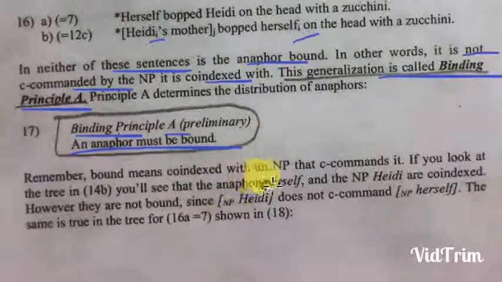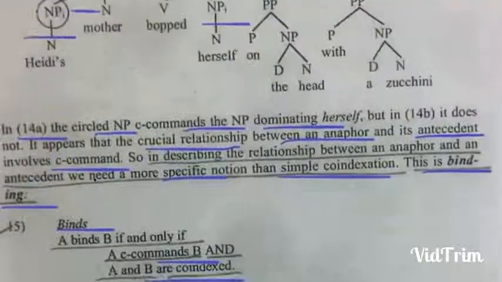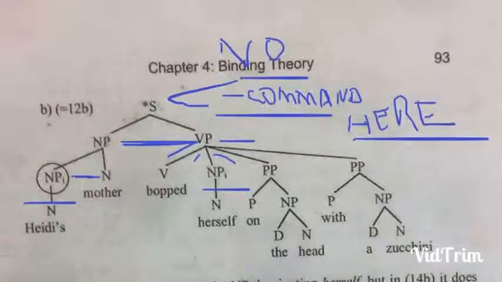This generalization is called binding theory. This generalization, about an anaphor needing to be c-commanded by the noun phrase it is co-indexed with, is called binding principle A. So binding principle A, preliminarily, says that an anaphor must be bound. Bound means co-indexed with a noun phrase that c-commands it. Remember, bound means co-indexed with a noun phrase that c-commands it.